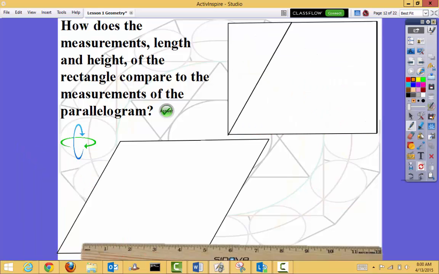So what do we know about their measurements? They are the same. Its height, you'll notice, is from here to here. It's not this slant. It's not the slant. It's from the bottom to the top, and it needs to be that perpendicular line.